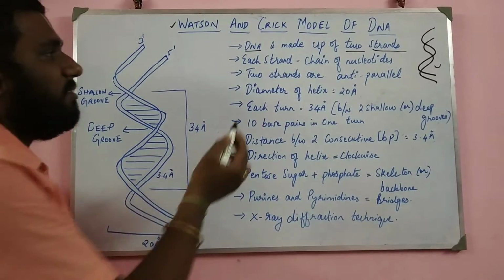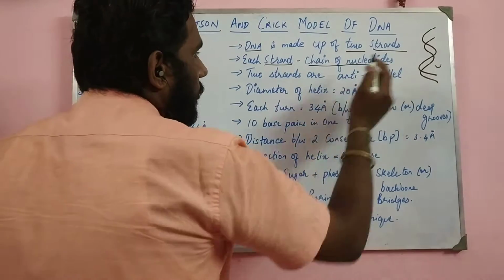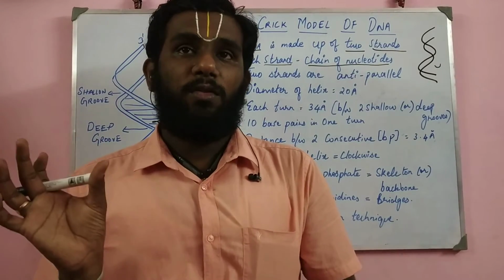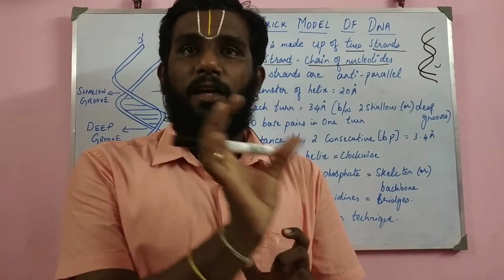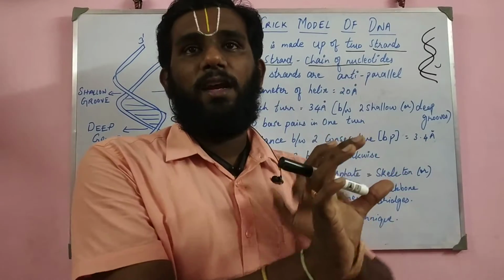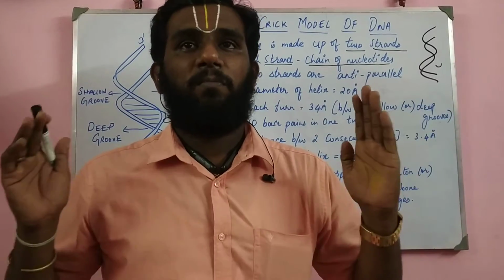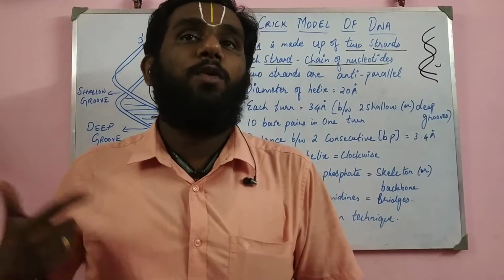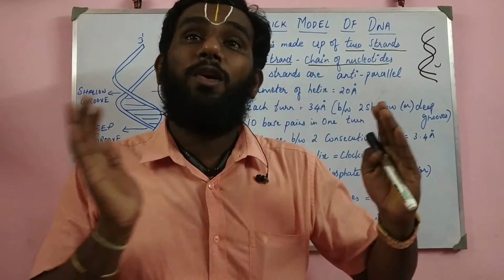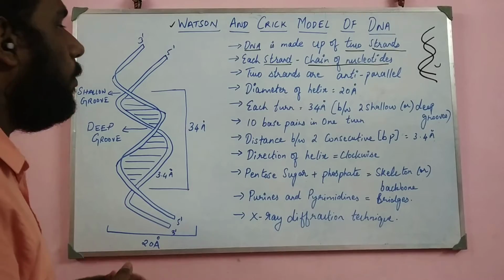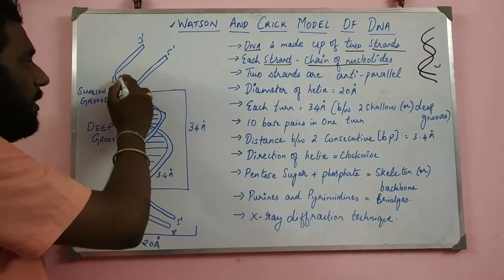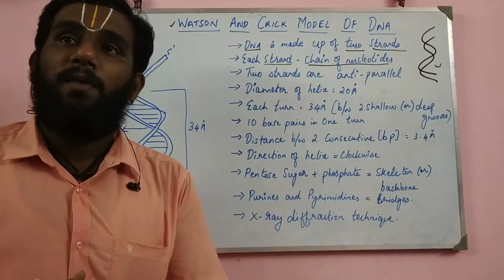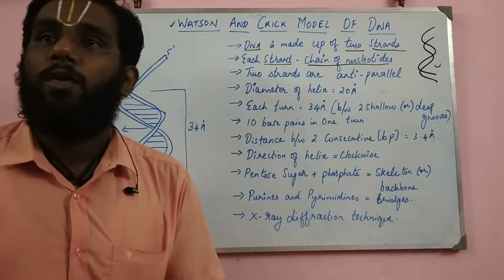Now, each of these strands is a chain of nucleotides. What is a nucleotide? A nucleotide is made up of a nucleoside plus a phosphate linkage. A nucleoside plus a phosphate linkage, all this together is a nucleotide. A lot of nucleotides together will be found in one strand of DNA. So if I take this strand of DNA, it has a lot of nucleotides in it. In a similar way, the other strand of DNA also has chains of nucleotides in it.